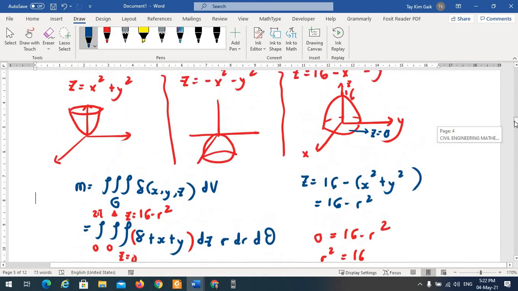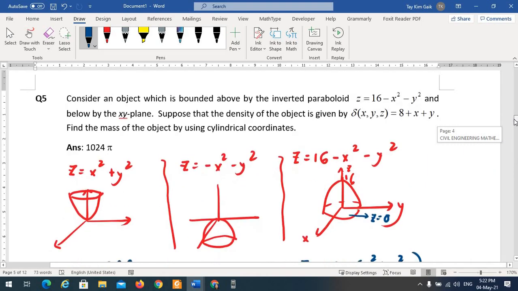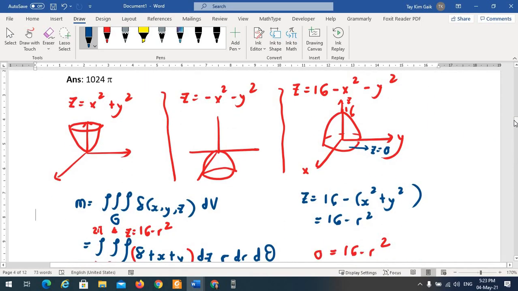Repeat one more time. This one is not that difficult. Okay. The mass is given by the triple integral of density function dV. And your solid G is bounded by the paraboloid z equals 16 minus x squared minus y squared. Using cylindrical coordinates, it becomes z equals 16 minus r squared. So this is the upper surface. And the paraboloid is bounded by the xy plane, which is z equals 0. So z equals 0 is the lower limit, and z equals 16 minus r squared is the upper limit of your z.